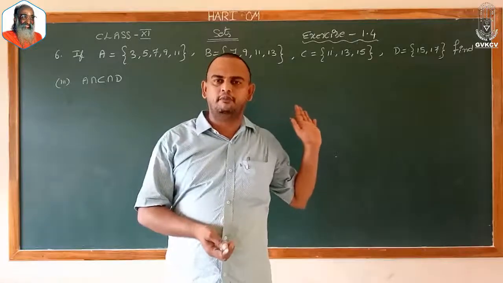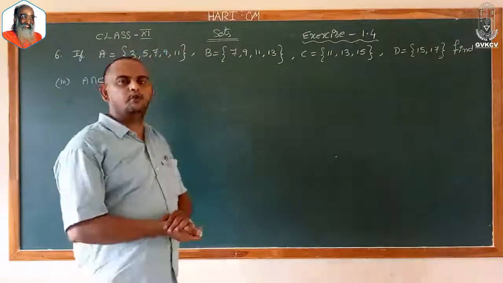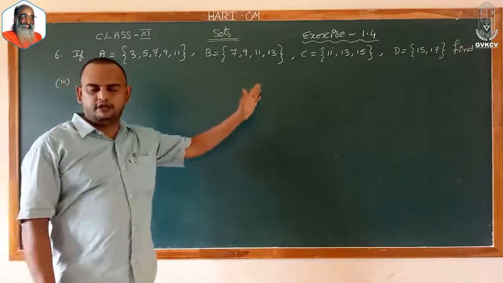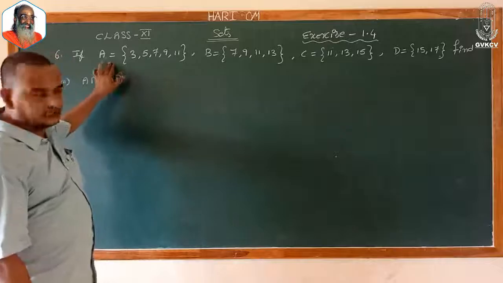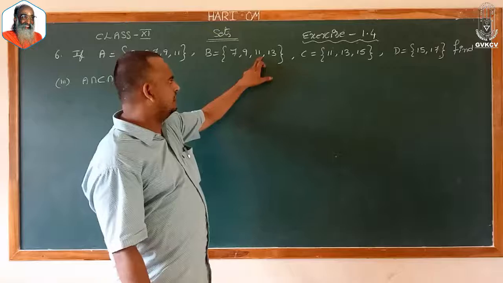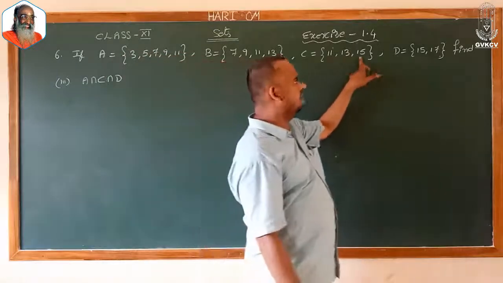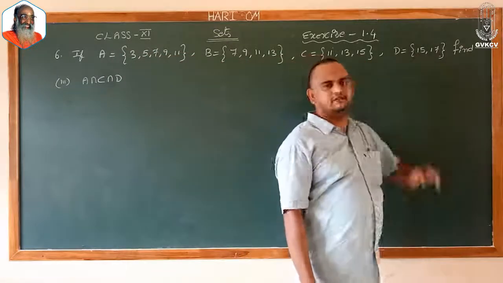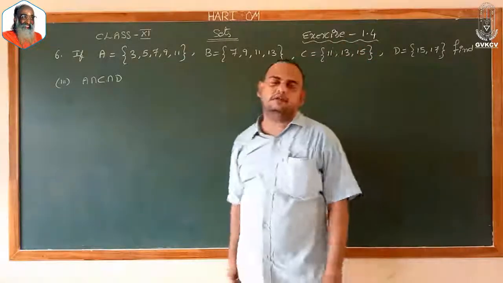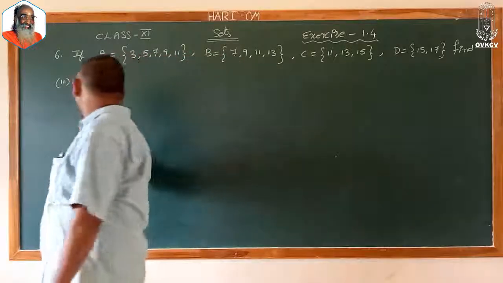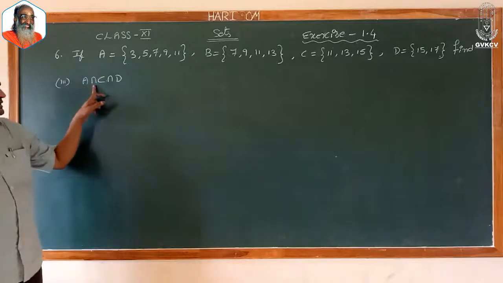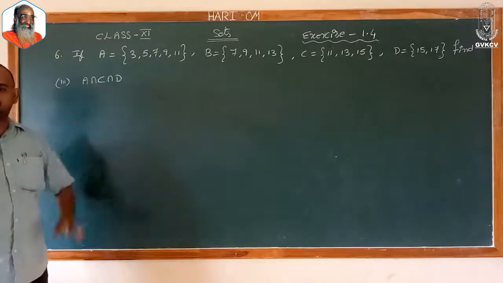Let me discuss problem number 6. Here I have 4 different sets: set A is 3, 5, 7, 9, 11; set B is 7, 9, 11, 13; set C is 11, 13, 15; set D is 15, 17. The third problem asks for A intersection C intersection D.